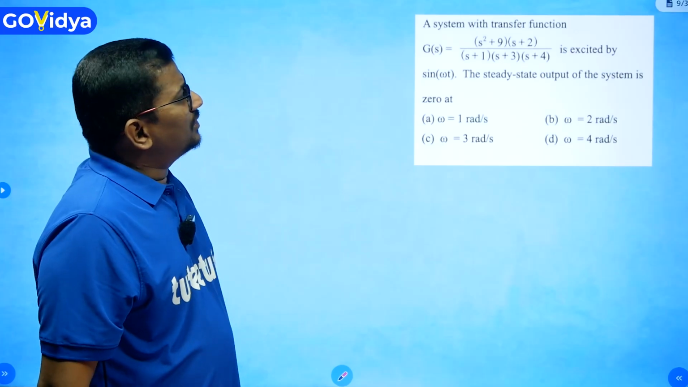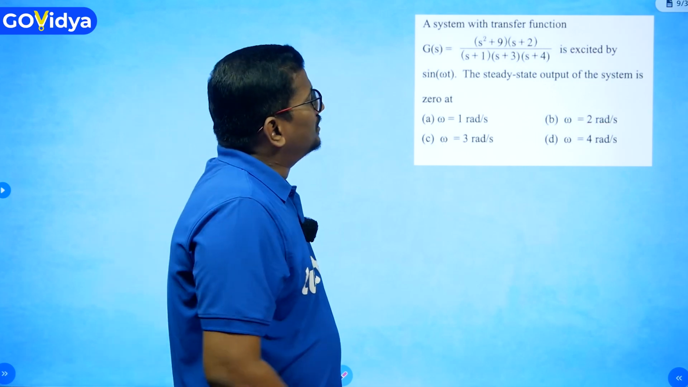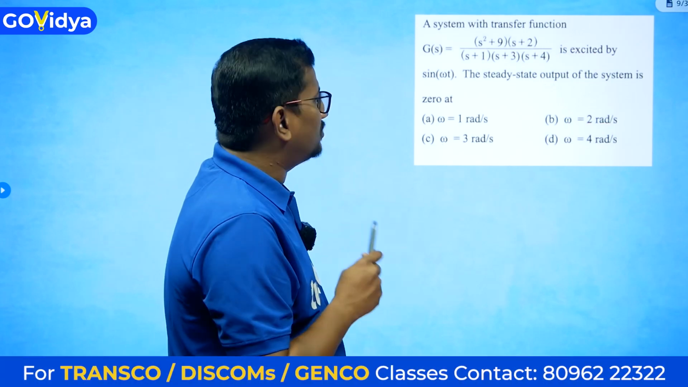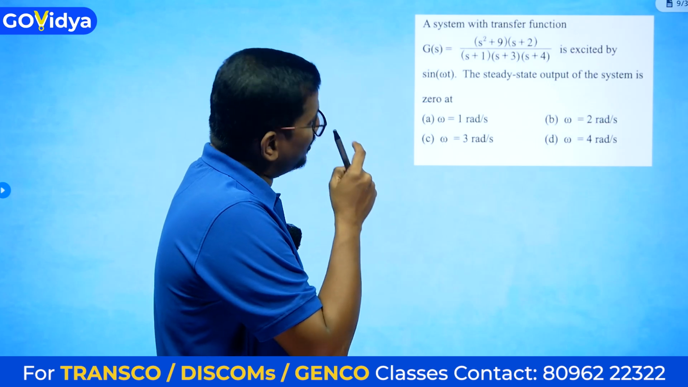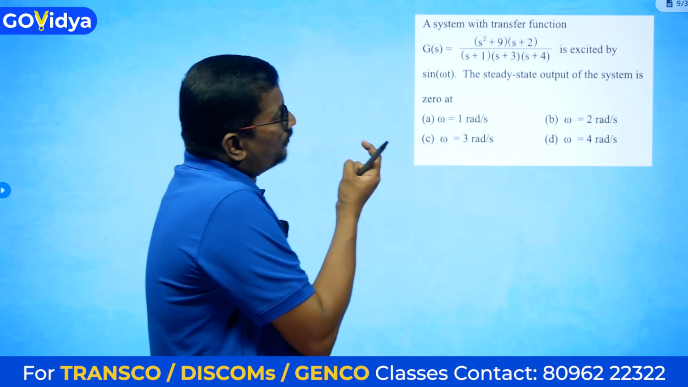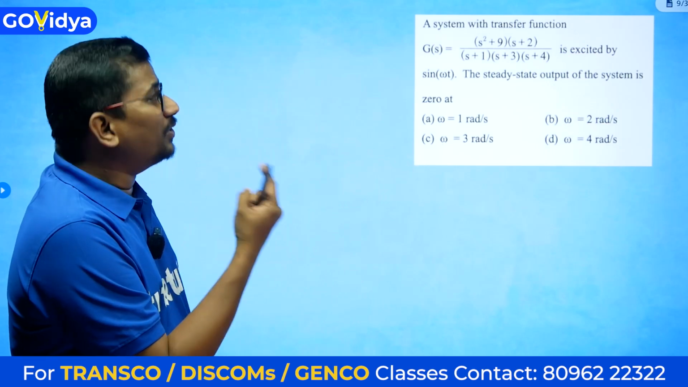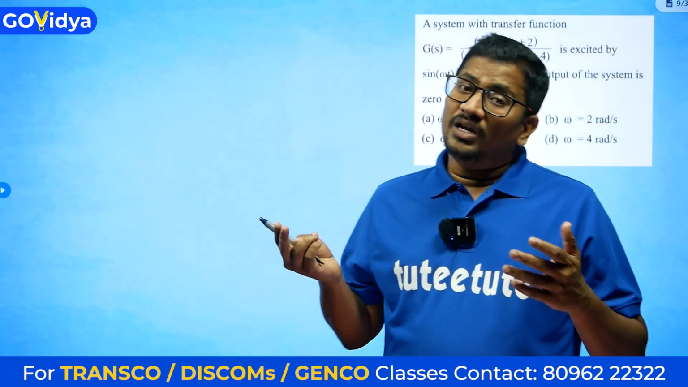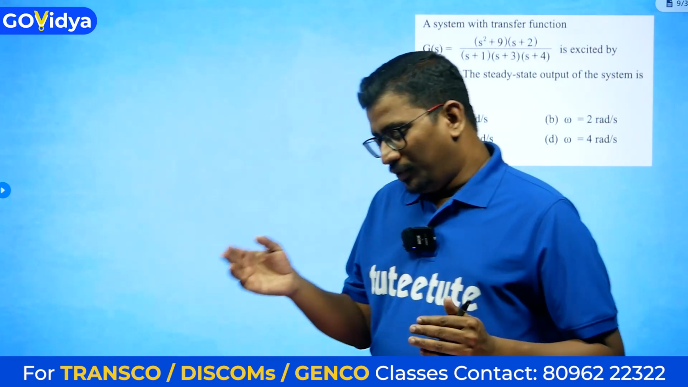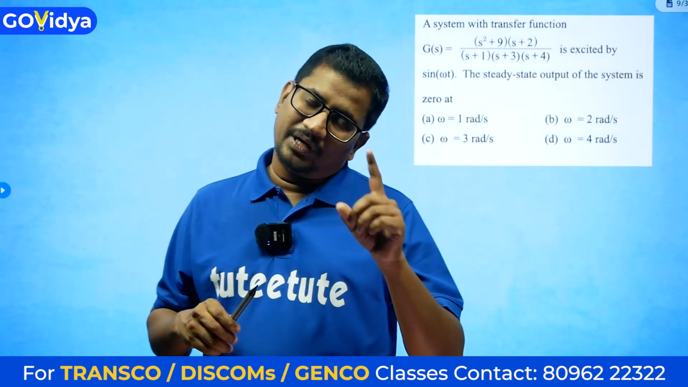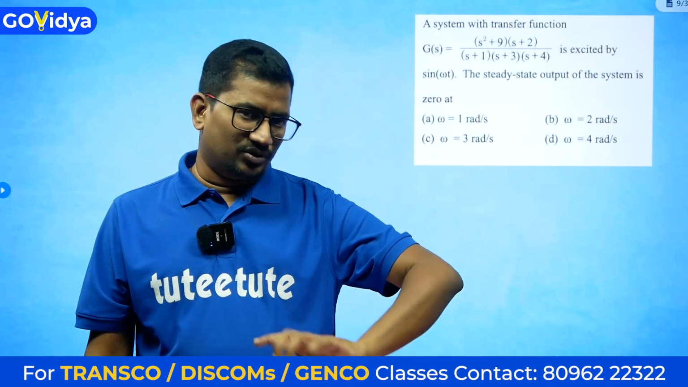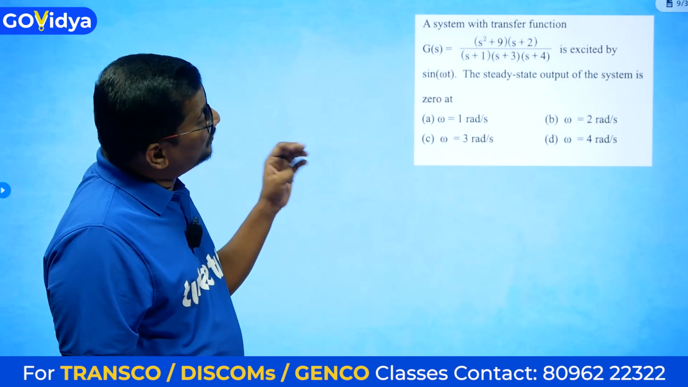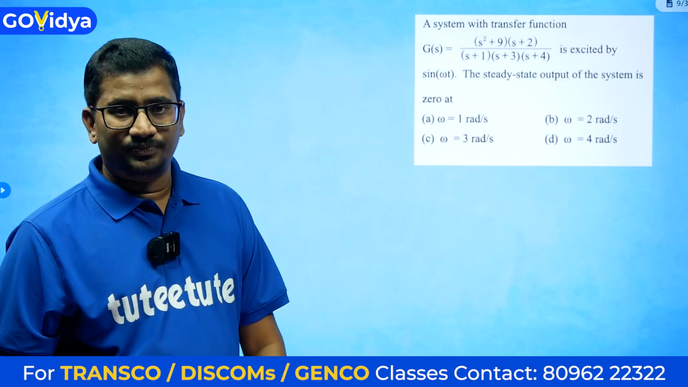Now let us read the question. A system with a transfer function, they have given G(s) = (s² + 9)(s + 2) / ((s + 1)(s + 3)(s + 4)). The steady state output of the system is 0. That means at one particular frequency the output of the system is going to be 0. So you have to identify at which frequency that is going to be 0.